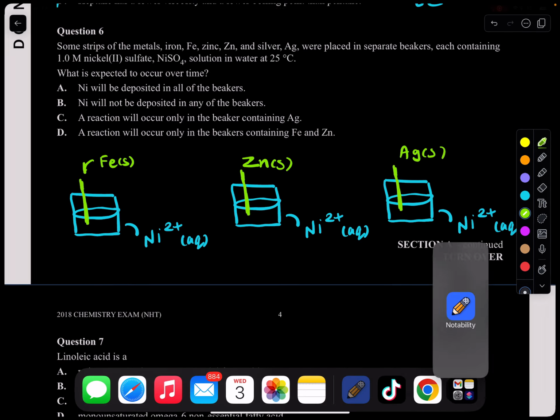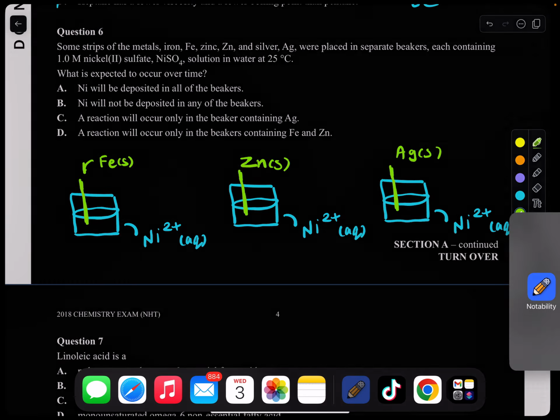So let's go to our data book, and let's go to our electrochemical series. Let's look at the first one. We have iron solid. Where is iron solid? Iron solid is right over here, as you can see. And where is nickel 2+? Nickel 2+ is over here. There will be a spontaneous reaction, as you can see.